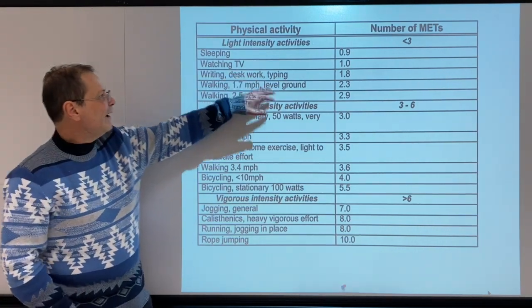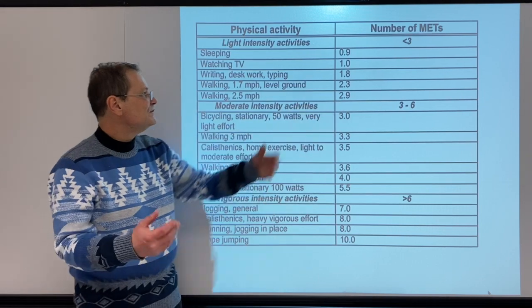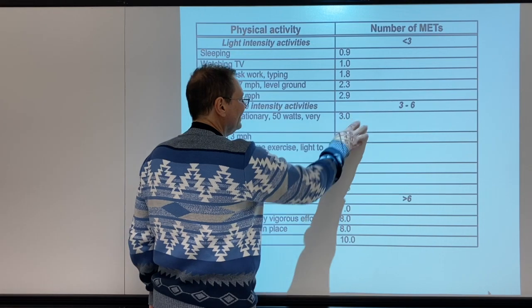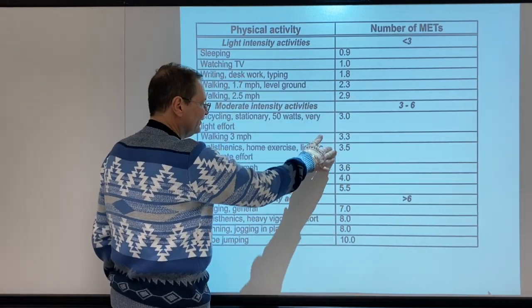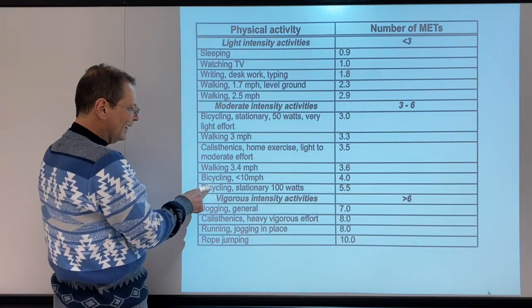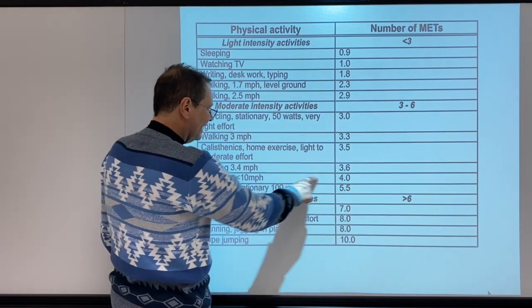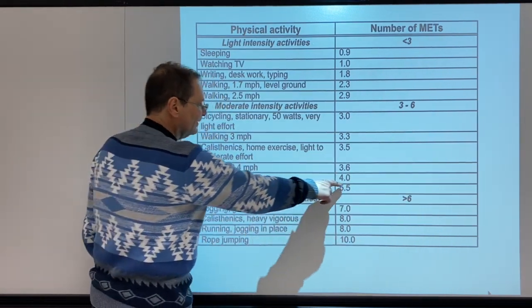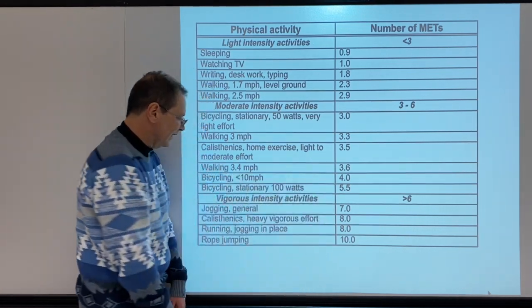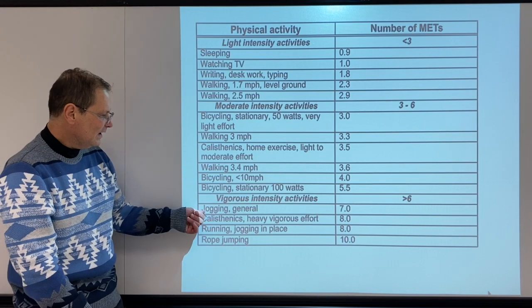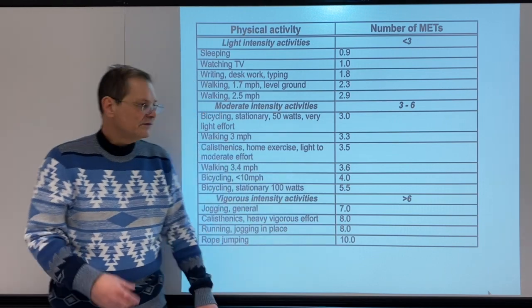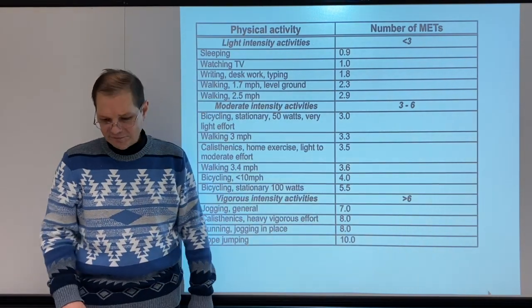If you're riding, your METs go up because your intensity has gone up. If we go from light intensity to moderate intensity activities, our METs go up from there. Bicycling on a stationary bike gives you 3. Bicycling outside, presumably at less than 10 miles an hour, gives you 4. On a stationary bike, when you're really going at it, it gives you 5.5. And then you have vigorous exercise where you're jogging at 7 or you're rope jumping at 10. So your METs go up as your intensity of exercise goes up.